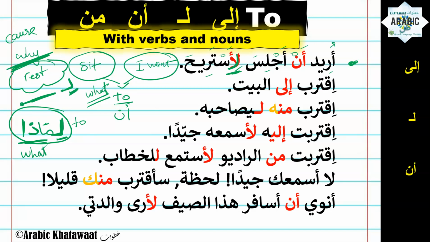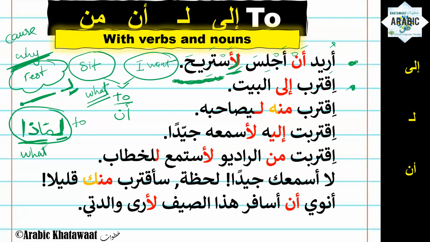I want to sit to study. أريد أن أجلس لأشرب قهوتي. I want to sit down to drink my coffee. So you have multiple choices to explain or to justify your willingness to sit down or your willingness to rest. And you could just say أريد أن أستريح. I want to rest.